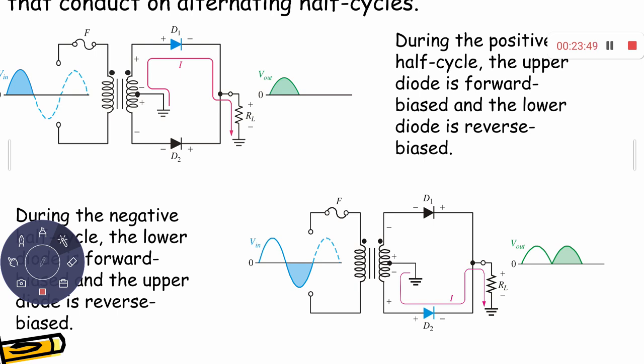Because current never flows from ground to this point. Current always flows from here to ground, and here also the current flows from this point to ground, whether the input is positive or the input is negative. So potential at this point is always higher than the ground potential. And if I assume that both of these two diodes are ideal in nature, then in the output waveform that you have got there is no drop, and this peak and that peak over there should be the same.